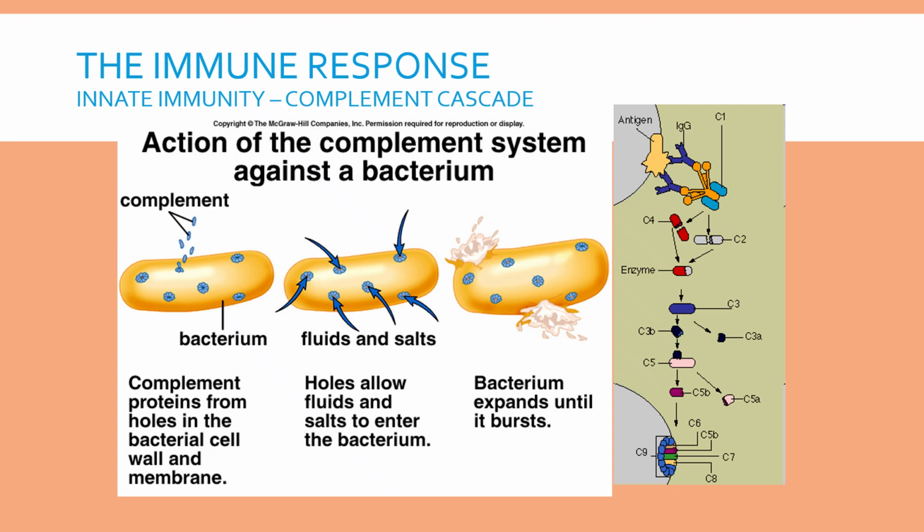And so here you can see an example of a complement protein poking holes into the bacterium. Basically what's happening is that we have a lot of fluids and salts that are allowed to enter and cause an abnormal expansion of that cell. And basically the bacterial cell will expand until it bursts. And that's how it is able to help the immune system get rid of those pathogenic cells.